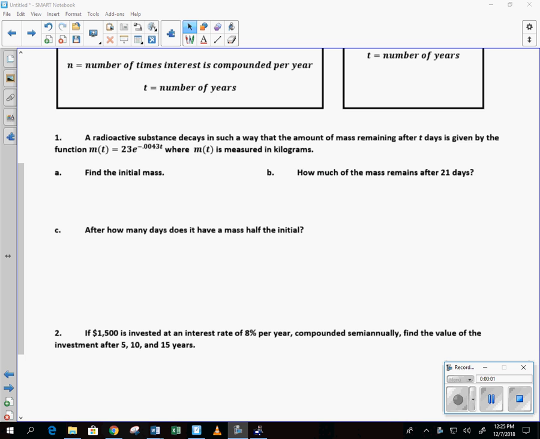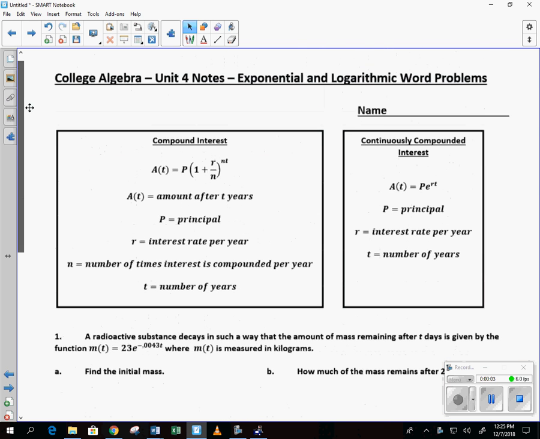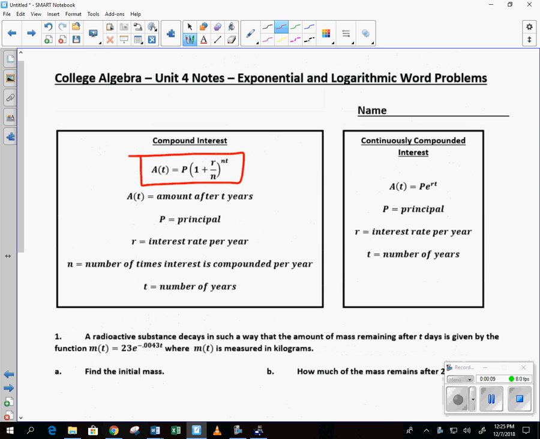Take this life example regarding radioactive decay. Okay, we have two types of formulas we're going to use today. This one is if you're investing money. A is the amount of money you're going to have. P is the principal. Principal is the initial investment. R is the interest rate. N is the number of times it's compounded yearly. So it might be compounded once, twice, 4 times, 6 times.